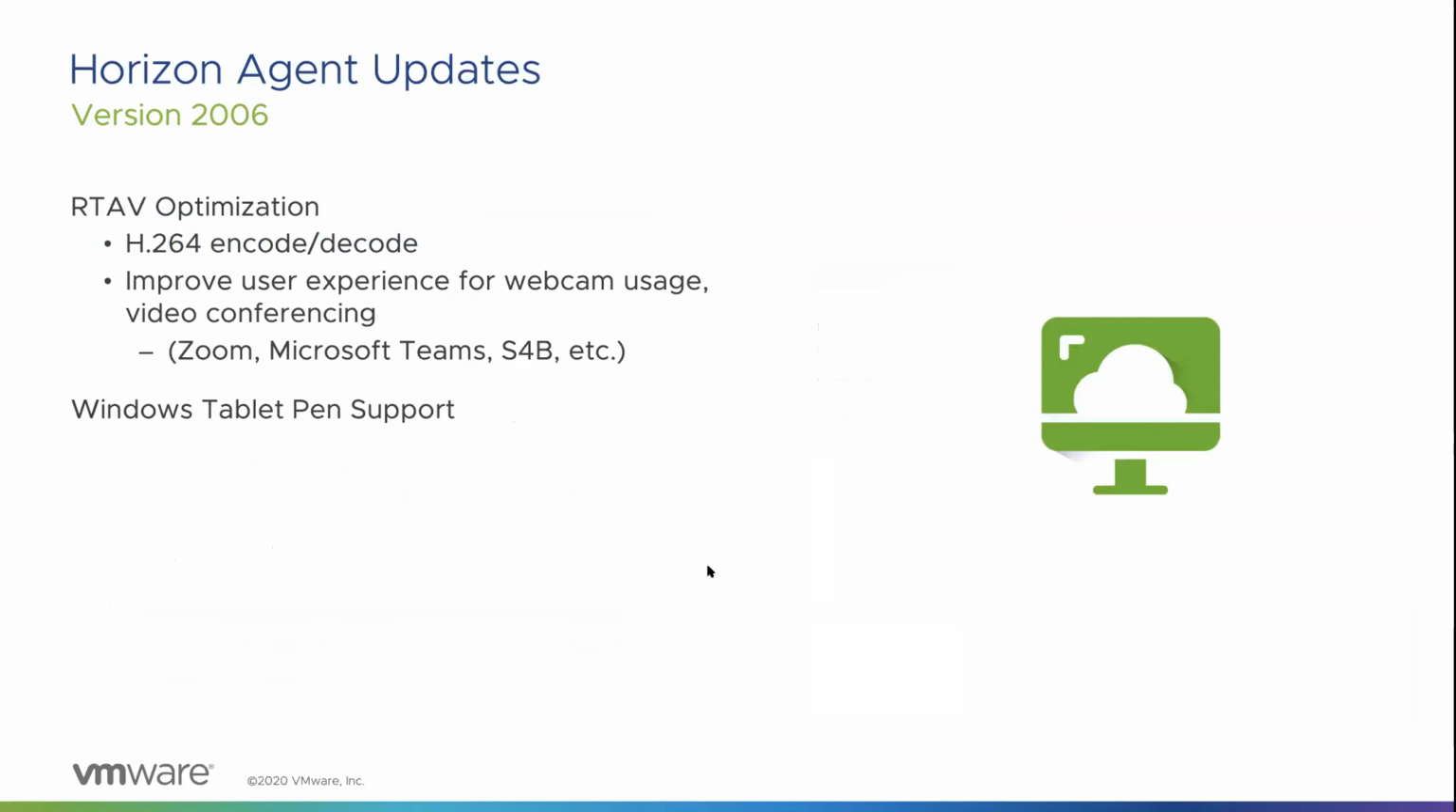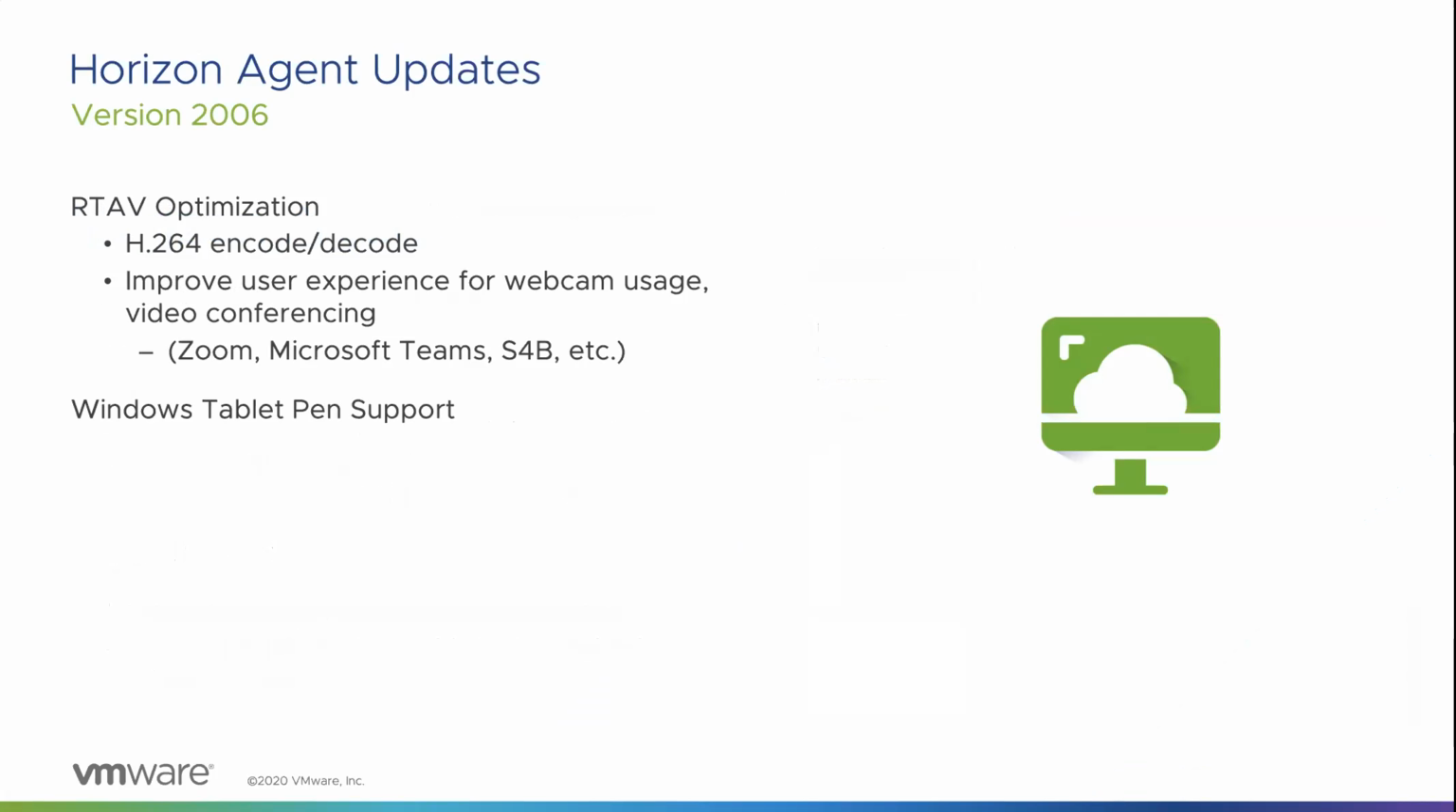Let's take a look at the Horizon agent. So some RTAV, real-time audio video optimizations, H.264 encode and decode, improved user experience for webcam usage. Everyone's using Zoom, Teams, Skype for Business. That experience is much improved.